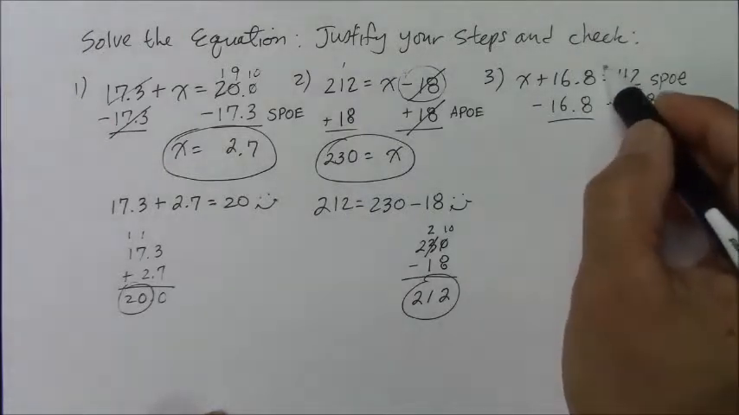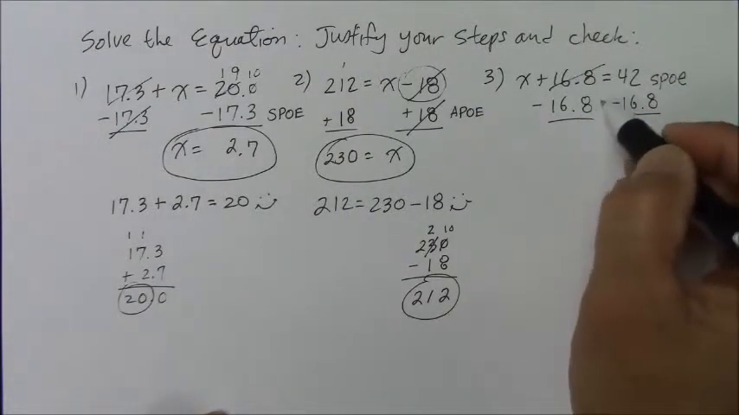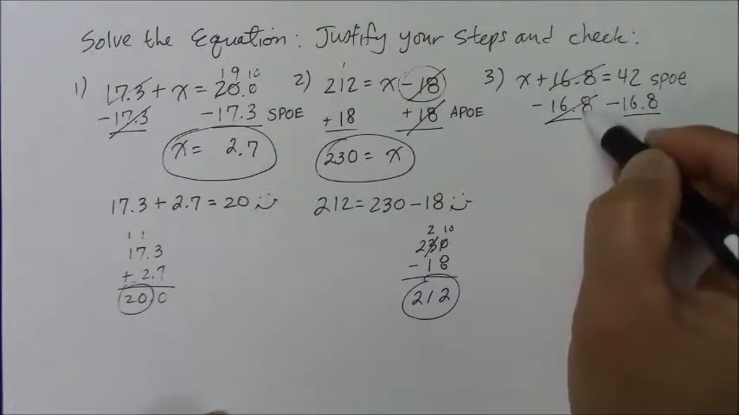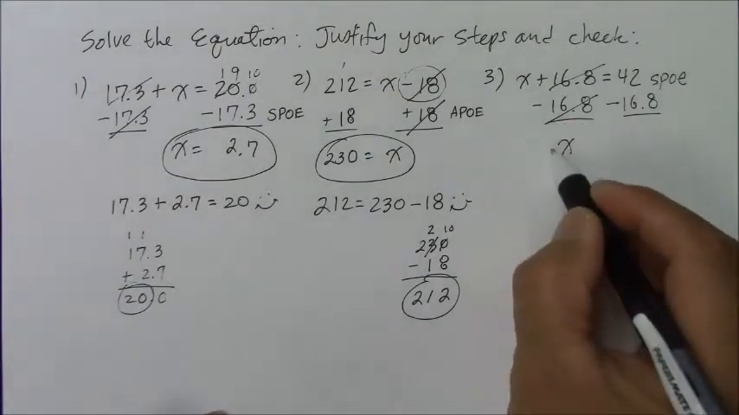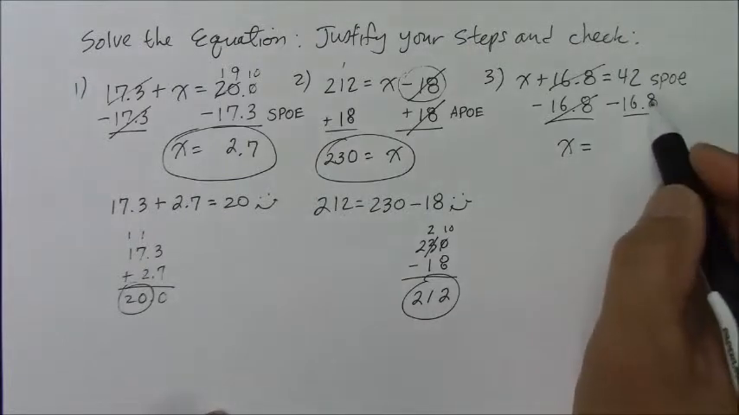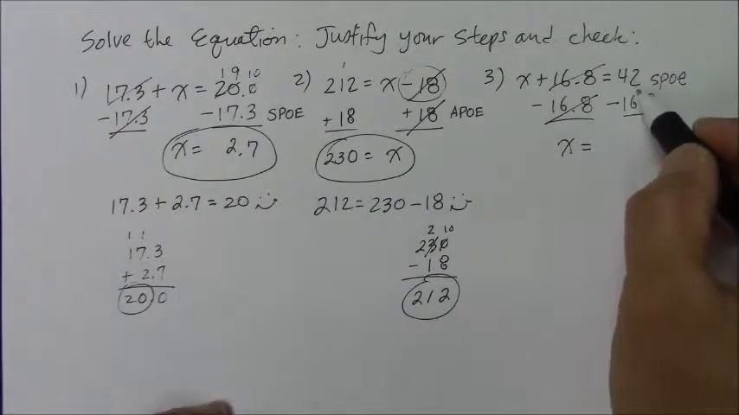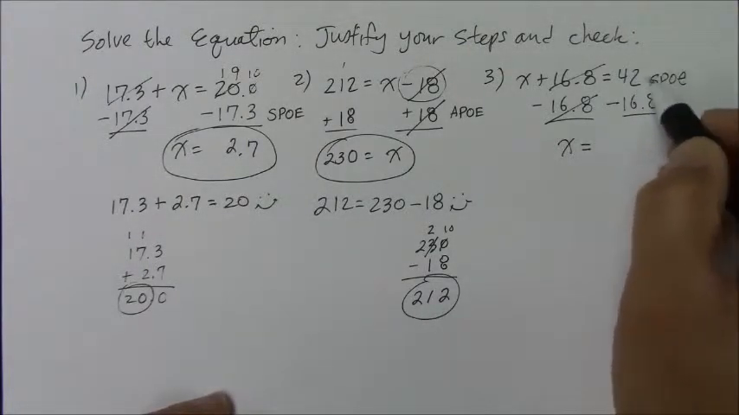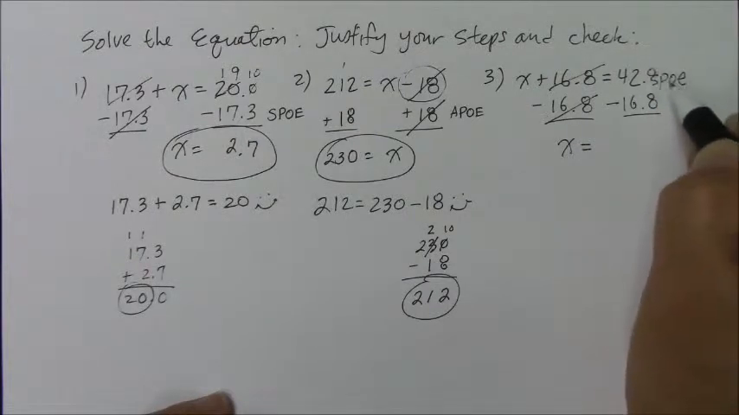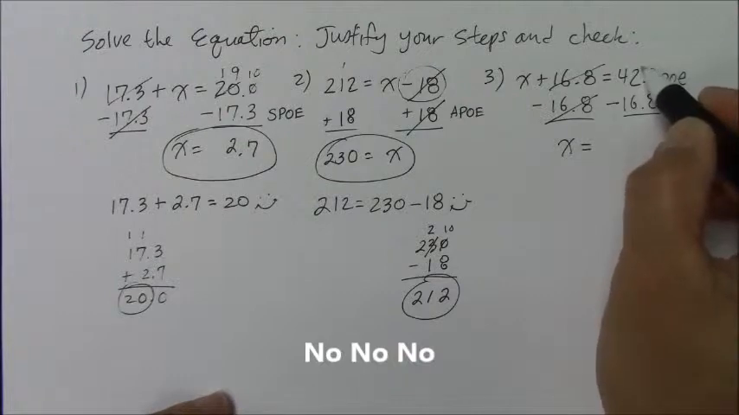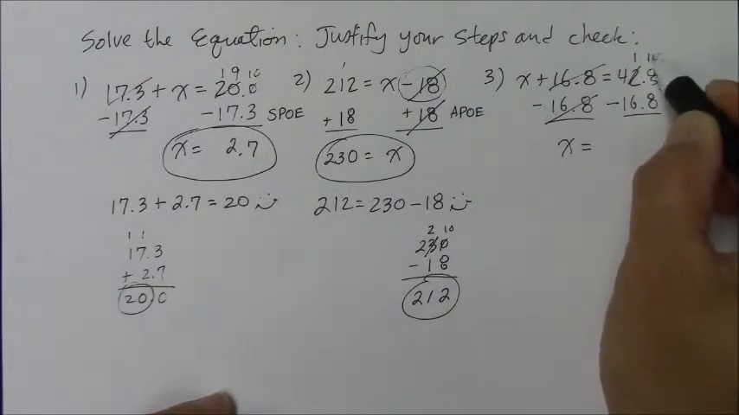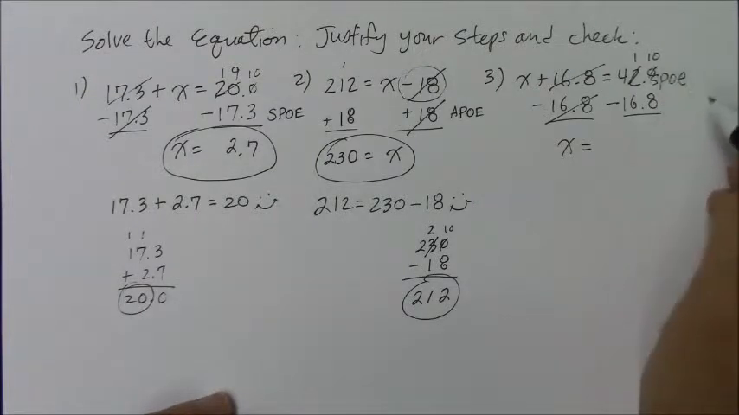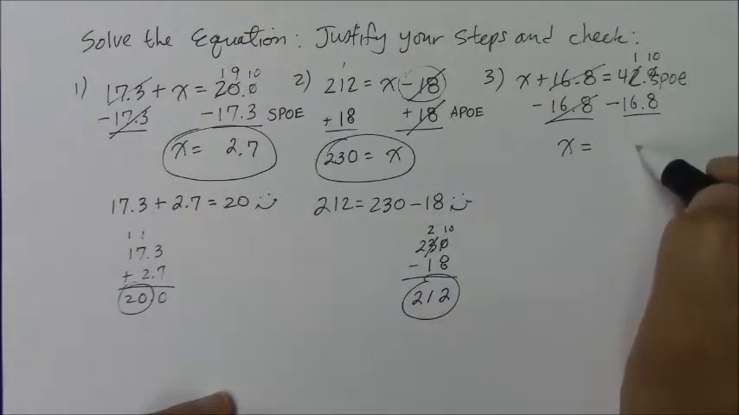On the left side, the 16.8 and negative 16.8 are additive inverses. They're opposites of each other, so they become 0. So x is the only thing that remains on the left side. And that equals, well, let's be careful here, $42 minus 16.8. Let's put a 0 here. 0 minus 8? No, no, no. So let's make 2 into a 1 and put a 10 there, plus 0, which is just 10. 10 minus 8 is 2.